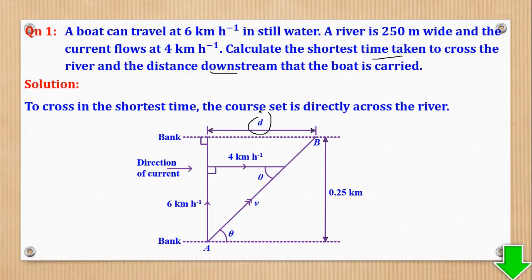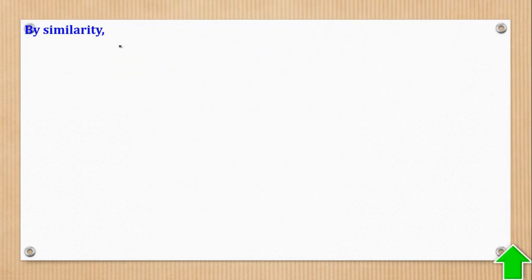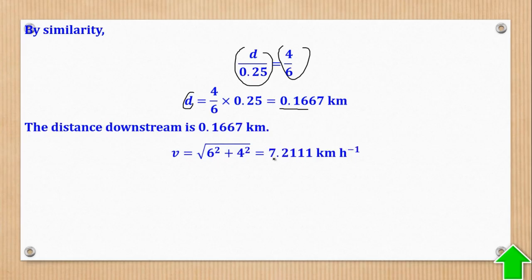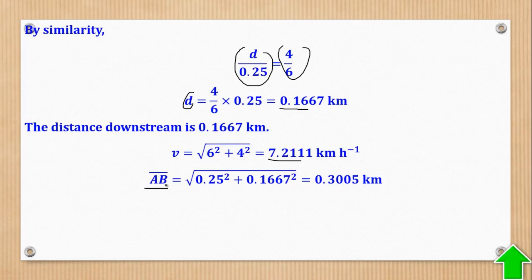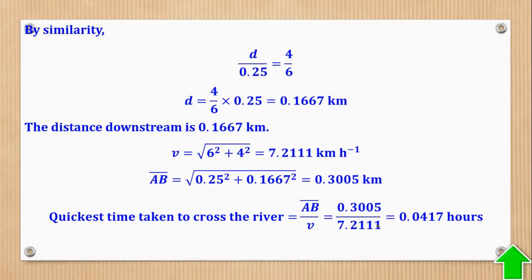So the distance downstream is this d. So by similarity, we shall come up with this. This is now distance and this is velocity. So distance will be given by that. From Pythagoras theorem, we shall come up with the velocity as that. Then also by Pythagoras theorem, AB will be given by this, so that we can easily get the quickest time because we know AB and we also know V, and that will be the time they wanted.